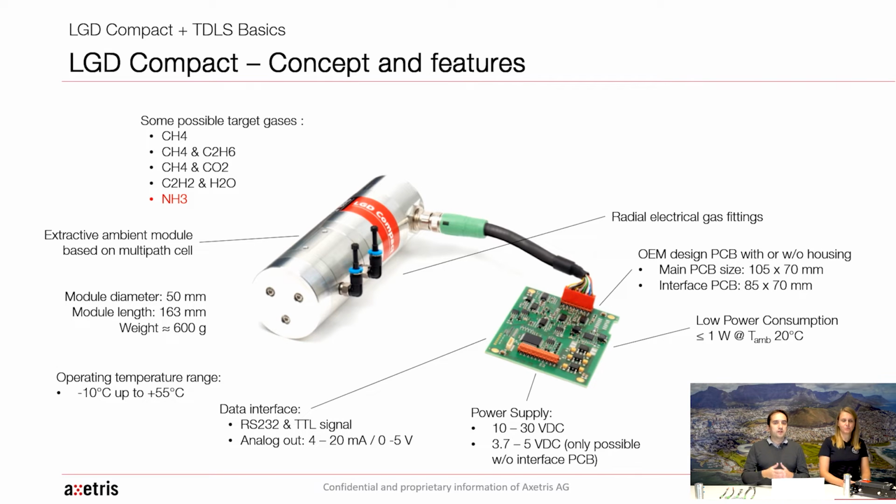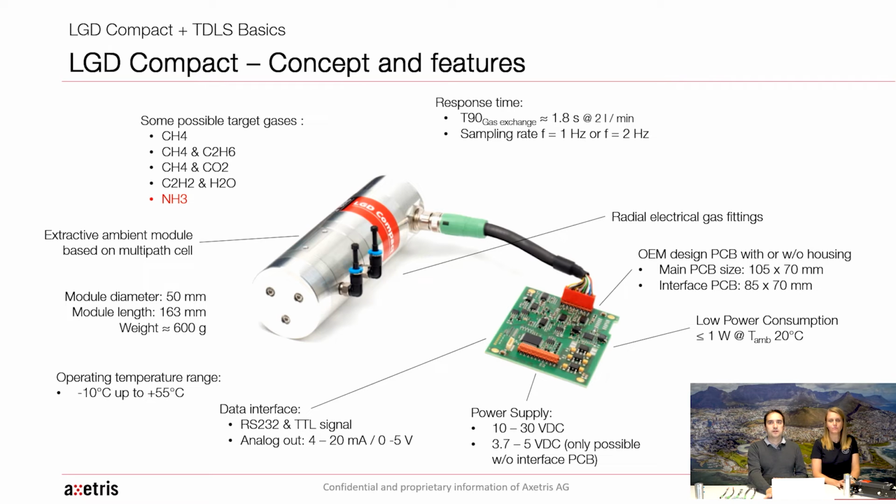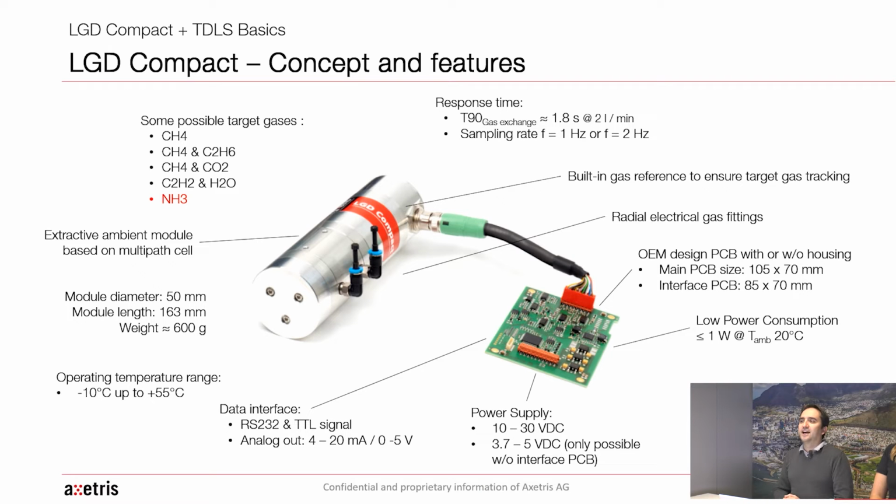Operating temperature of -10 to 55 degrees corresponds to the field requirements. For the response time, the volume of the cell is pretty small, so we have a T90 of 1.8 seconds at 2 liters per minute. The sampling rate can be 1 Hertz or 2 Hertz, depending on the configuration. And for long-term stability and to ensure line locking over time, we have a built-in gas reference in the device.